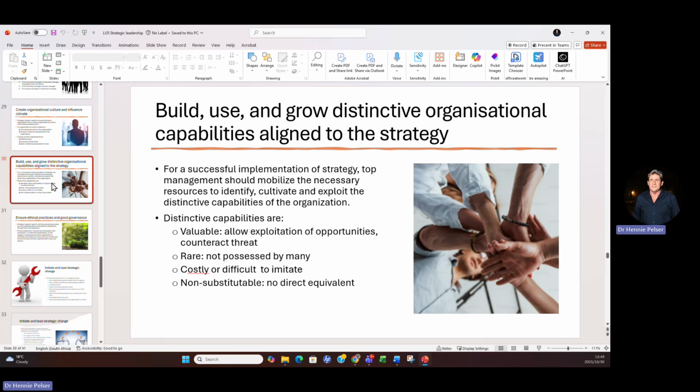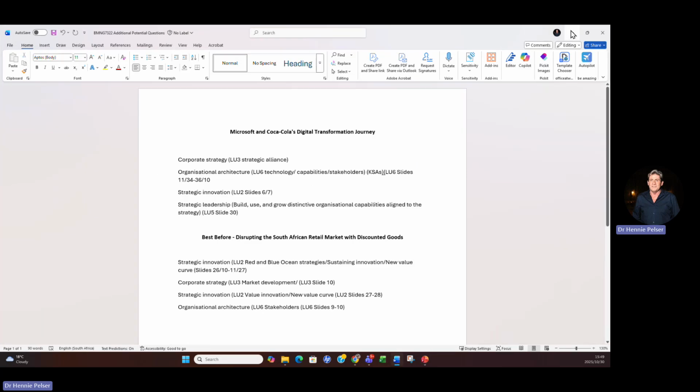And it's that idea of distinctive capabilities: rare, costly, non-substitutable. Be careful. We've seen this question in the past. It's easy to get those confused, but maybe have a look at that. But again, you're studying absolutely everything. So those are worth taking a glance at.